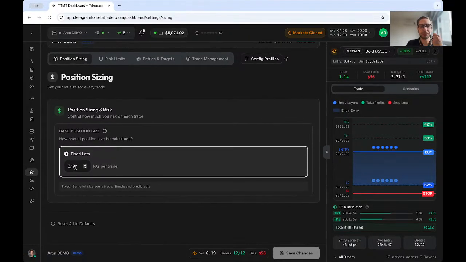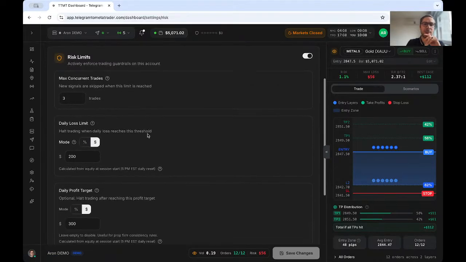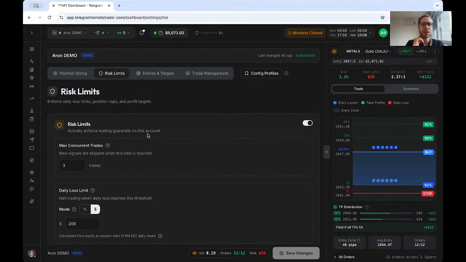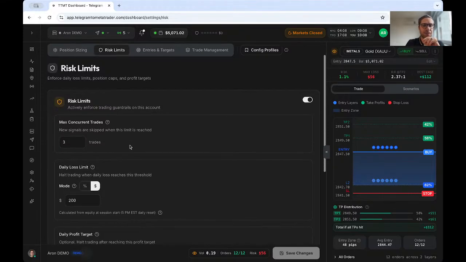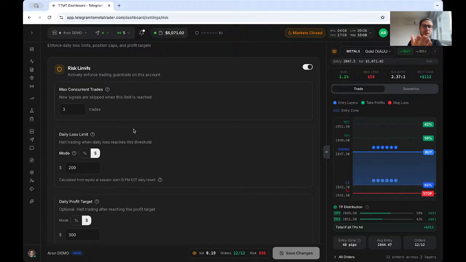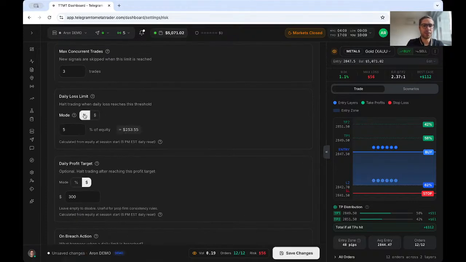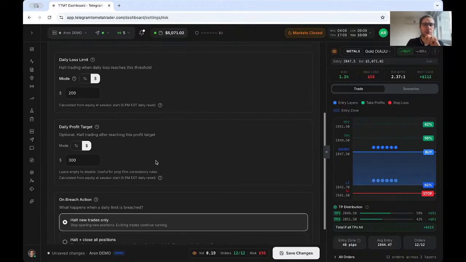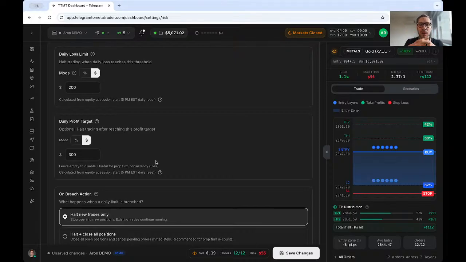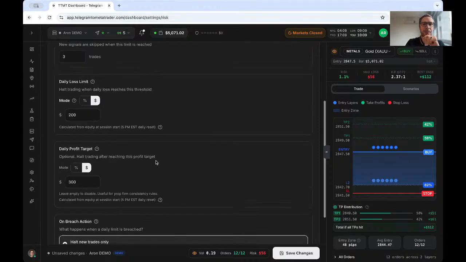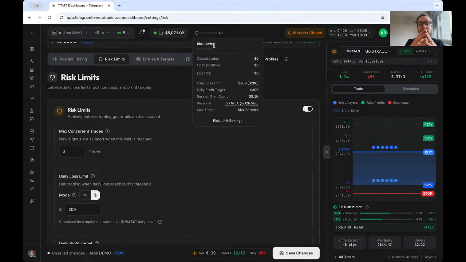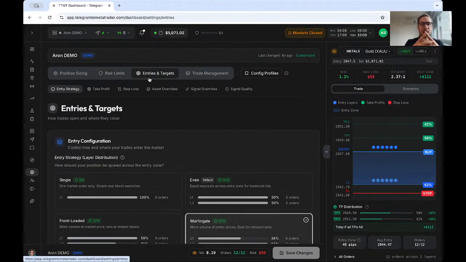Position sizing is pretty simple. This is what your trade consumes when it's placed. Risk limits are very similar to features that most prop firms use, so you might be very familiar with them. You can set a daily loss limit and a daily profit target, as a percentage of your equity or a fixed dollar amount, and then TTMT will halt trading for the rest of the day when these targets are met. You also have a nice little indicator at the top showing exactly where you are in relation to the limits.